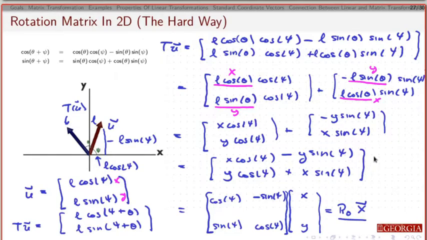Okay. Now, first of all, that's a mess. And second of all, I had to remember what these crazy formulas are, which I can never remember. I know this is a linear combination, so there's going to be an easier way to do this.